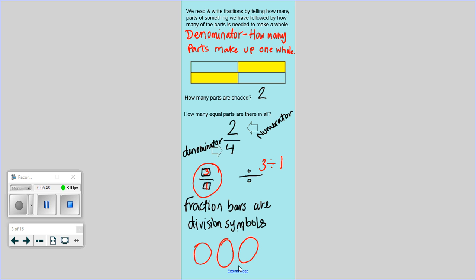Okay. So, fraction bars are division. Make sure you have what I have written down. All of it. Make sure you have all of that written down. Even the red stuff.